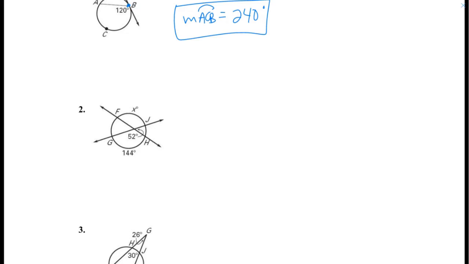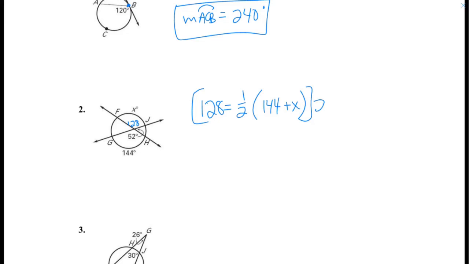So if this angle is 52, we know that the other one must be supplementary to that. So we know the other one must be 128. And since they're vertical angles, we know they are congruent, so we wouldn't really need to find both of them. Either one would be perfectly fine. So we know that 128 is going to be equal to half the sum of those intercepted arcs, so of 144 and x. At this point, solve it however you'd like.